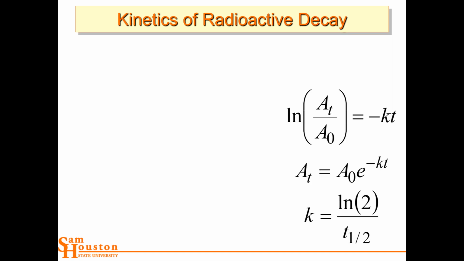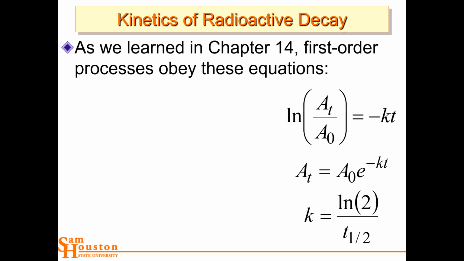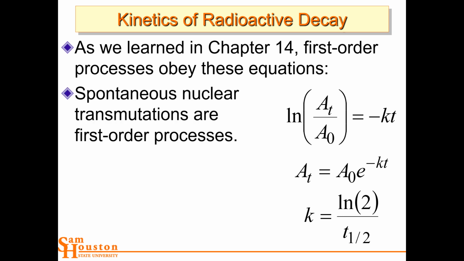And so let's talk now about the kinetics of radioactive decay. This is absolutely beautiful because it's first order kinetics, the easiest kinetics that they have. No second order, no autocatalytic business, none of this other crazy stuff they do in biochem. So it's just very simple first order kinetics. We learned in chapter 14 of the freshman text, I'm sure you remember, that first order processes obey these equations. And so this is nice. Spontaneous nuclear transmutations are first order processes.